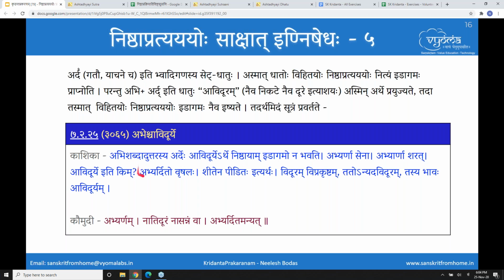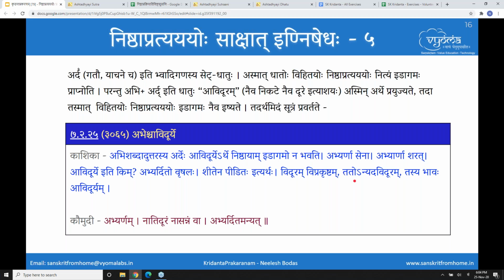So abhyarditaha vrishalaha, the one that is tired, tired because of cold or affected because of cold. Abhyarditaha vrishalaha shitena piditaha. Then he explains the meaning of avidurya. So viduram is viprakrushtam, far away, quite at a long distance is called viduram. Tataha anyat, so not at a far distance.